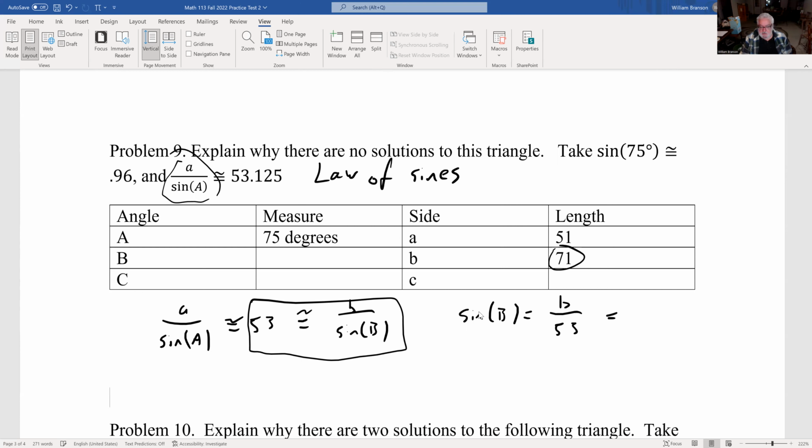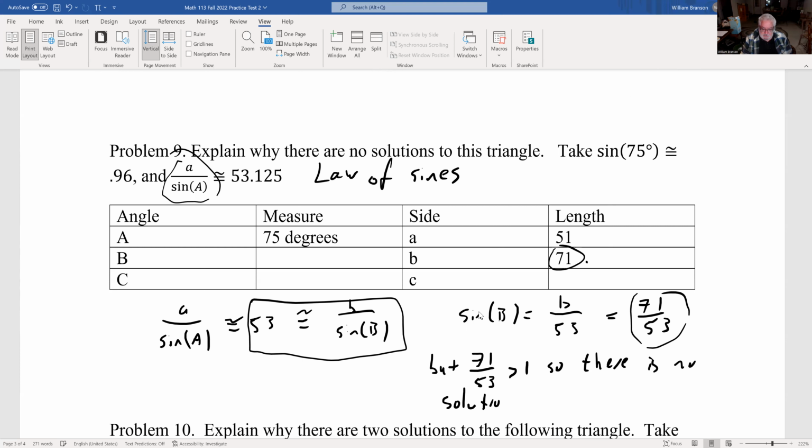But I know that B is 71. So that tells me the sine of the angle B has to be 71 over 53, but 71 over 53 is greater than 1. So there is no solution for sine B equals 71 over 53. Right? There's no possible angle B that we could use. So there's no solutions to this triangle.